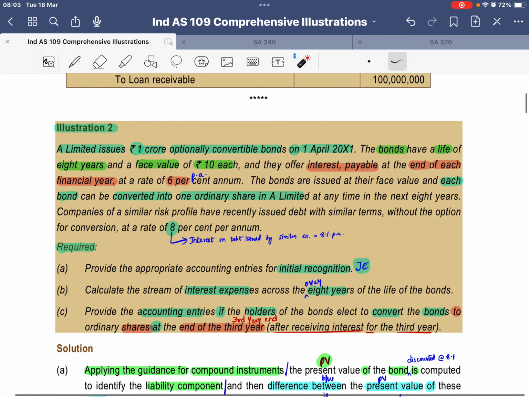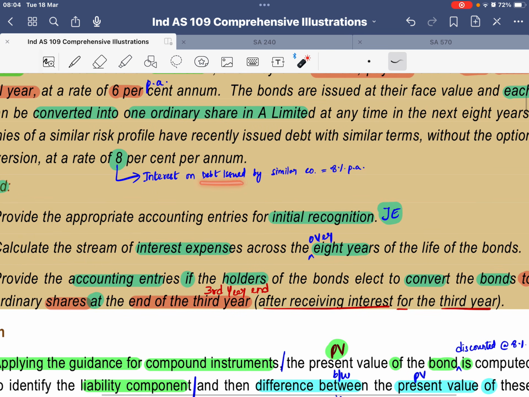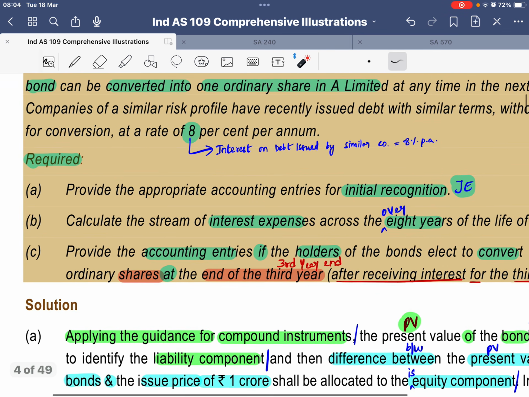Illustration 2. A Limited issues 1 crore optionally convertible bonds on 1st April 20x1. Bonds life is 8 years, face value rupees 10 each. Interest payable at end of each financial year is 6% per annum. Each bond converted into one ordinary share in A Limited. The interest on debt issued by a similar company is 8%.